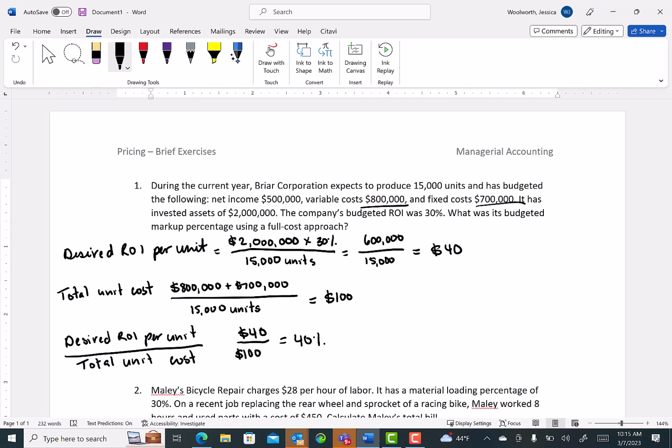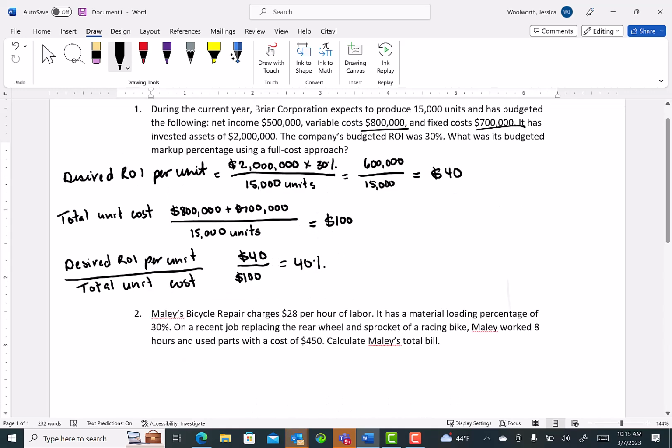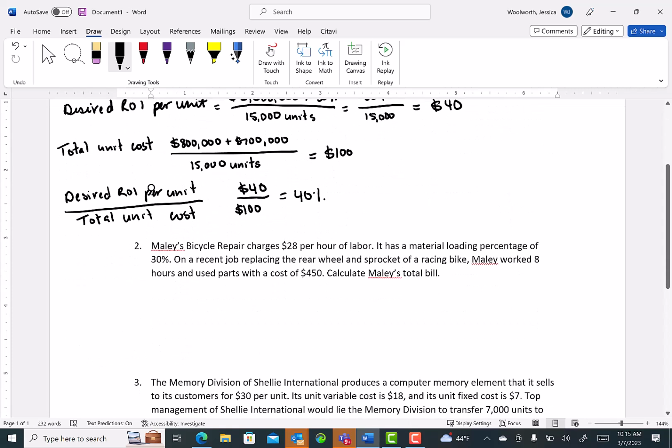Alright, let's take a look at our next one. We're going to use a little bit of time and material pricing to determine a bill. So we have Maylee's bicycle repair charges $28 per hour of labor. It has a material loading percentage of 30%. On a recent job replacing the rear wheel and sprocket of a racing bike, Maylee worked 8 hours and used parts with a cost of $450.